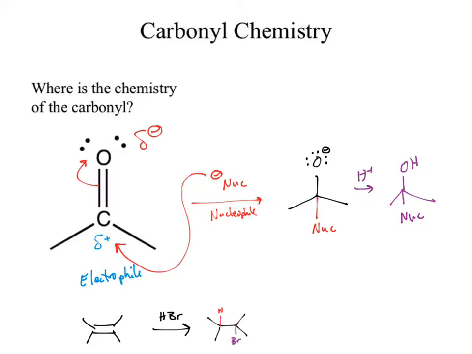All right, we did an addition. What was the first step of that addition? The pi bond attacks the hydrogen. What was the first step with our carbonyl reaction? The nucleophile attacks. What's our difference? This was a nucleophile attacking our pi bond versus the pi bond attacking an electrophile.